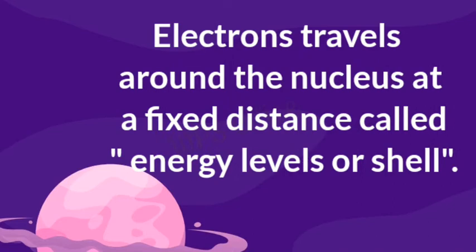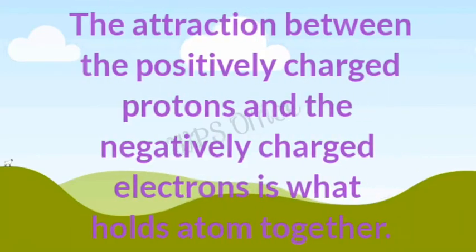Next fact about electrons. Electrons travel around the nucleus at a fixed distance called energy levels or shells. So electrons travel around the nucleus in an atomic structure called energy levels or shells.